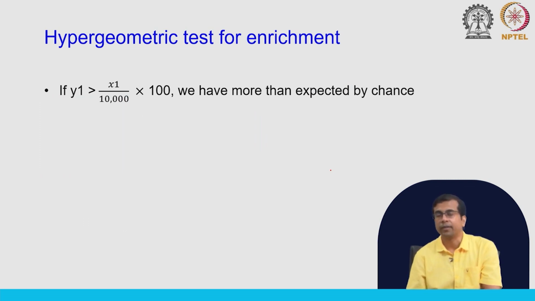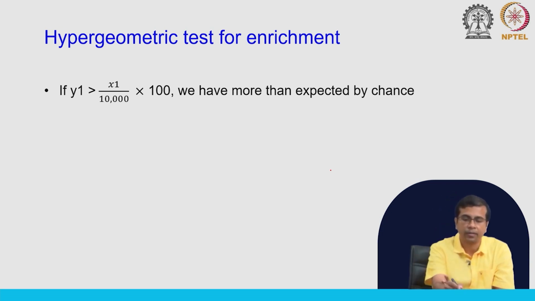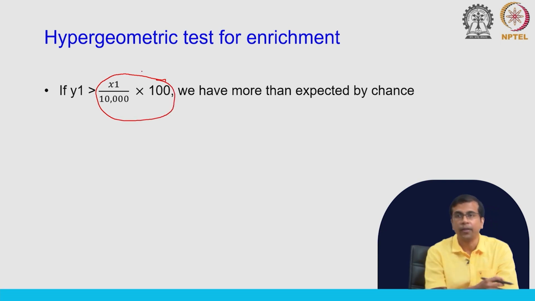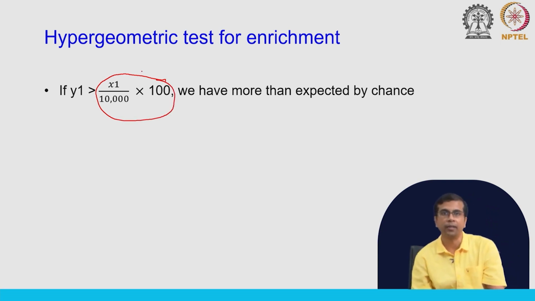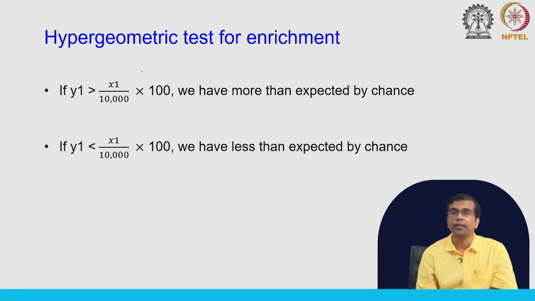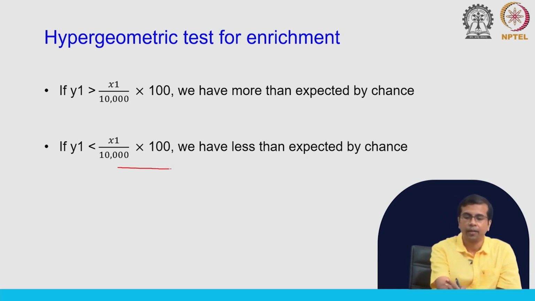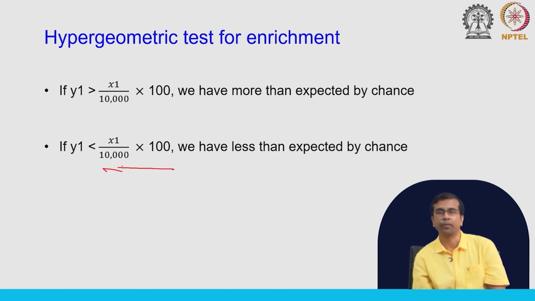Now, if y1 is greater than this x1 divided by 10,000 into 100, which is the expected number, we have more than expected by chance. If we pick a random sample, this is the number that would be expected, so this is what is expected by chance. If y1 is greater than that, we will say we have more than expected by chance. On the other hand, if y1 is less than this expected by chance, we will say we have less than expectation. So, this is the expected again, and if we have less than that, we say we have less than expected by chance.